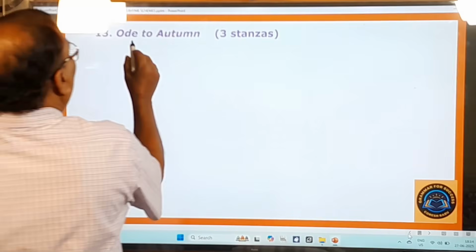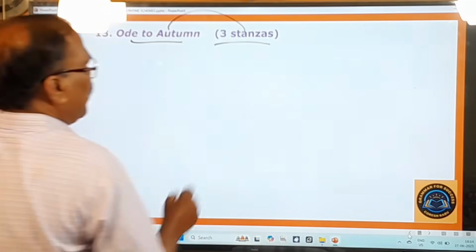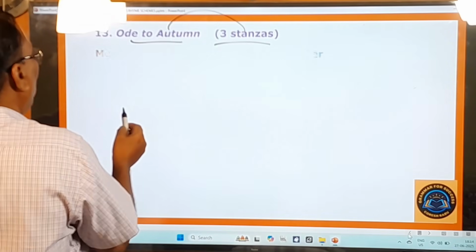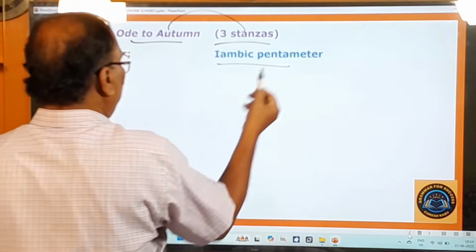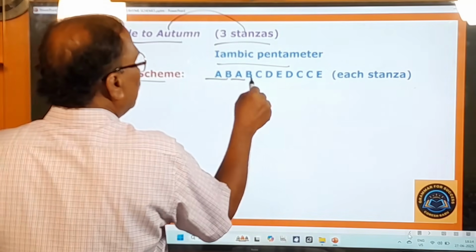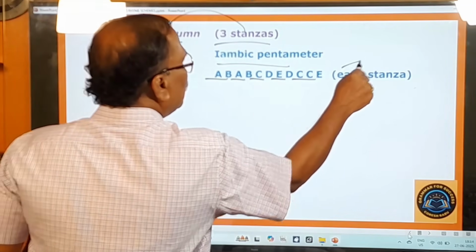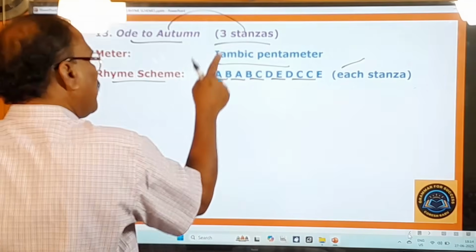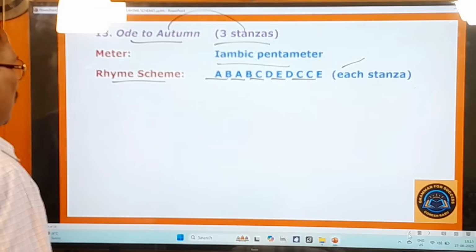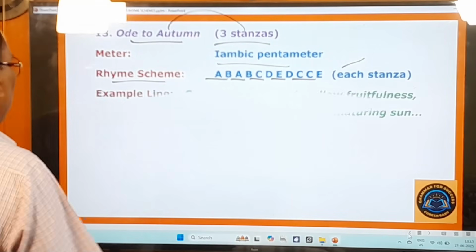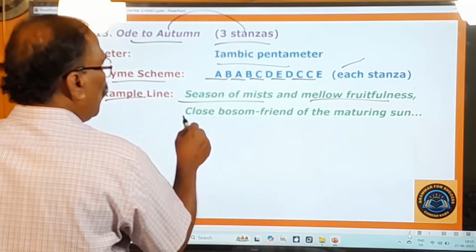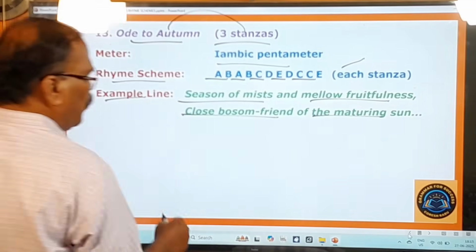13th one, Ode to Autumn. In this poem, there are as many as 3 stanzas. And what is the meter used in this poem? Iambic pentameter again. And here the rhyme scheme is AB AB CD ED CCE in each stanza. This rhyming pattern is used in all these 3 stanzas. And here an example: season of mist and mellow fruitfulness, close bosom friend of the maturing sun.